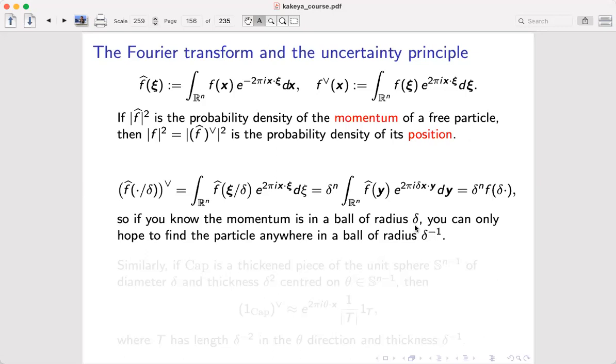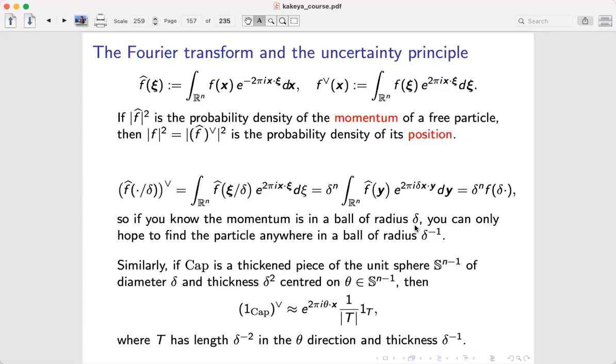So where do these tubes come from? The principal reason this has something to do with the Kakeya conjecture is this thing here. If you take a cap of a thickened piece of the unit sphere, so if you look at the unit sphere and here is some theta, and then you take a little cap of thickness delta squared and length delta there, well then it's just the same as before.